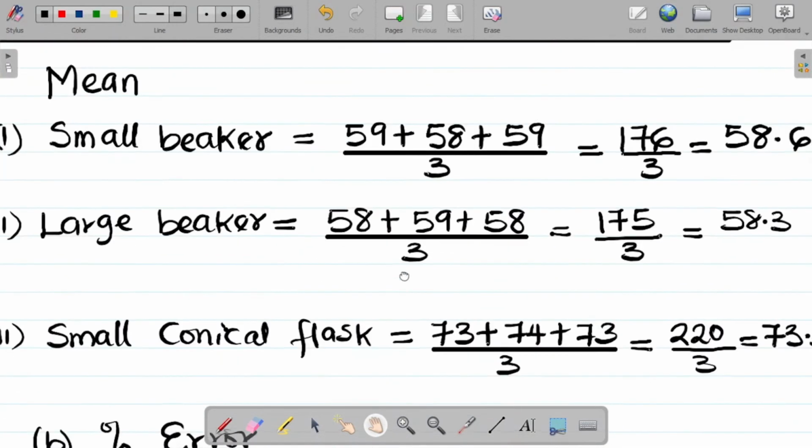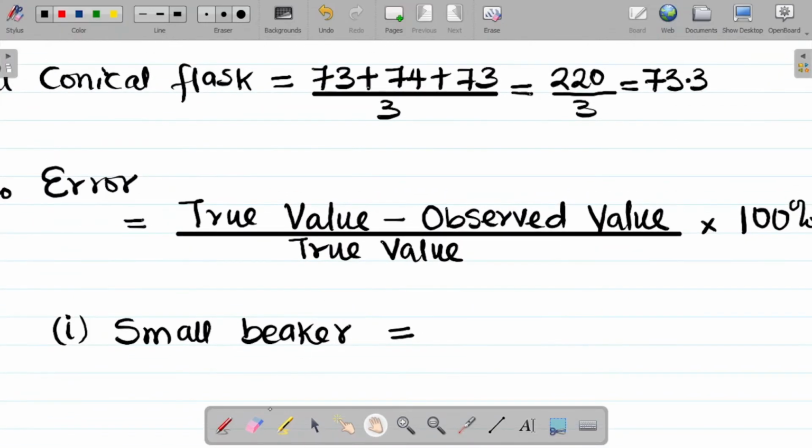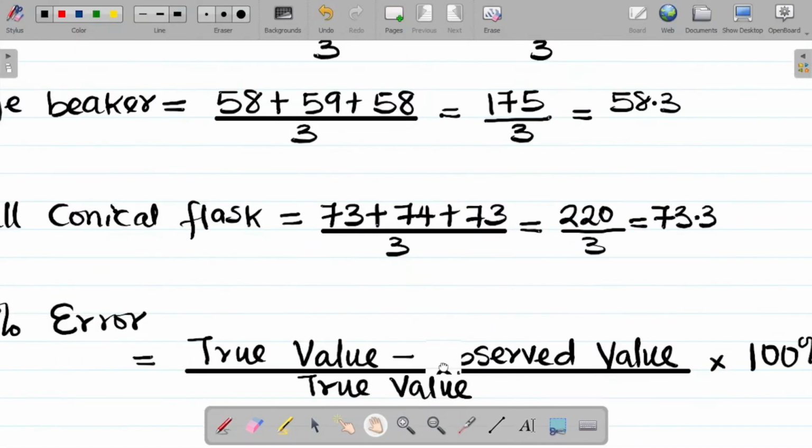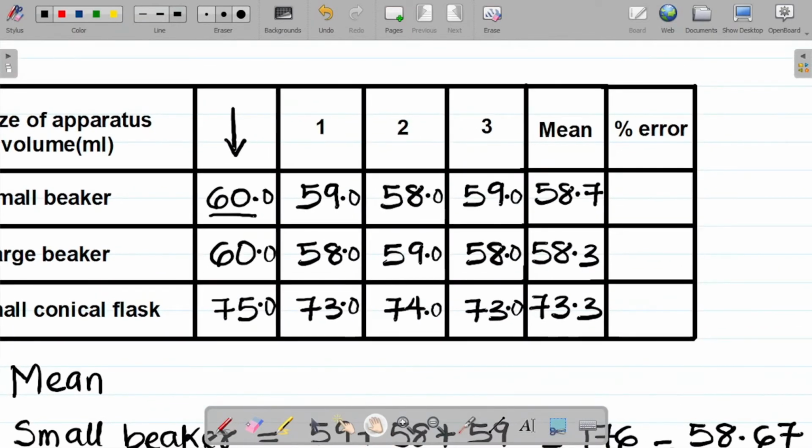So I'll simply come here. For the small beaker, it is equal to 60 minus the observed values. Here, I have three observed values: 59, 58, and 59. I can't use all three values, so I have to use one. The one value you have to use becomes your mean.